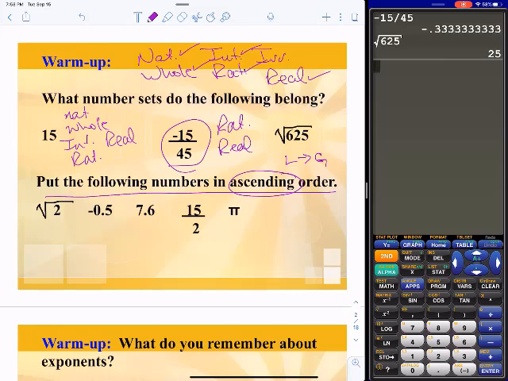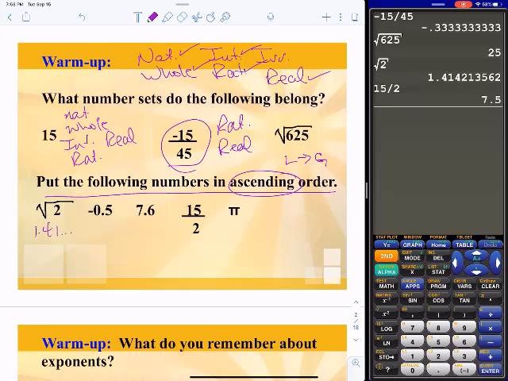Okay, now, when we look at all of these numbers here, we've got to actually come up with their decimal equivalents because I don't know what some of these are. Okay, so the first thing we're going to do is type in square root of 2. So second square root 2, enter. We end up with 1.41 and then a bunch of stuff. Well, the negative 0.5 is okay. The 7.6 is okay. But we need the 15 over 2 to figure out what that is. So we divide that one and find out that's 7.5.